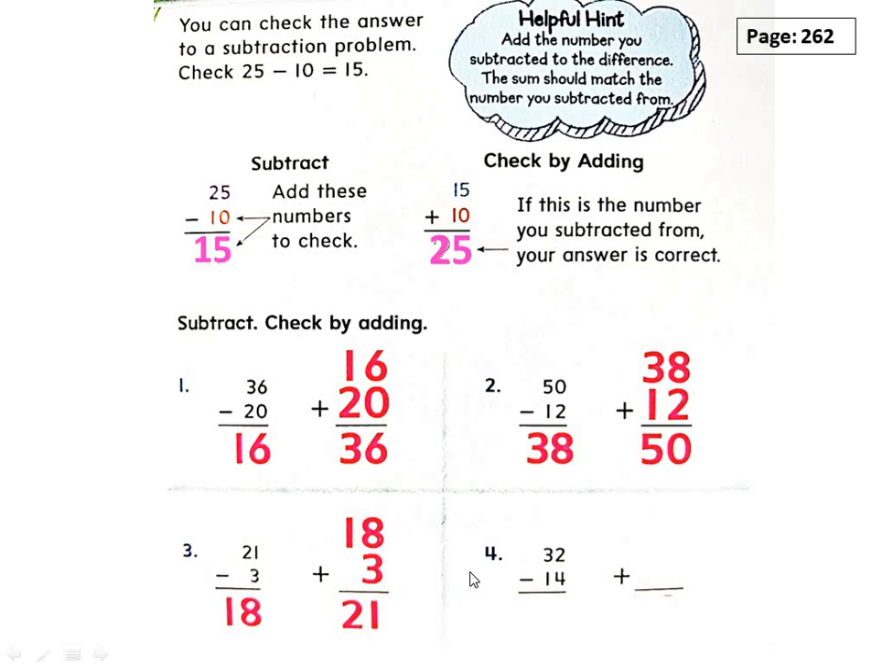Let's see question number 4. We have 32 minus 14. Let's subtract ones. 2 minus 4 equals... We cannot. Excellent, grade 2. So we have to regroup. So 12 minus 4 equals 8 and 2 minus 1 equals 1. So the difference is 18. Now let's check. 18 plus 14 equals 32. Grade 2. Interesting. So our answer again is correct.